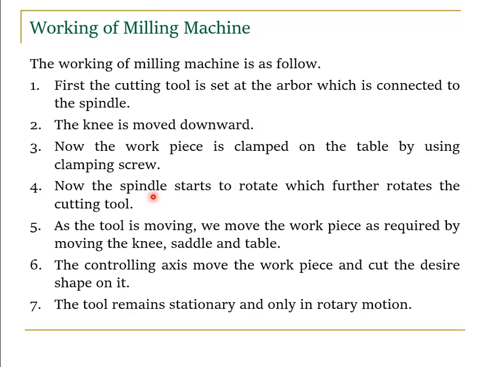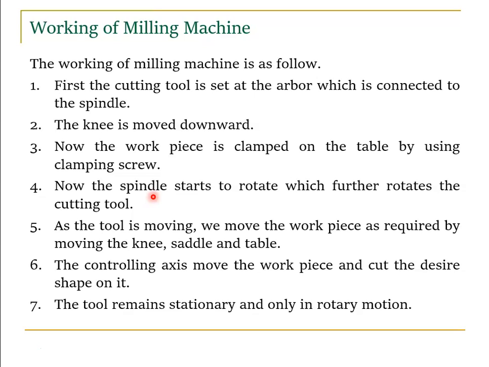Now the workpiece is clamped on the table by using a clamping screw. So I place the workpiece on the table and hold it using a clamping screw. Or if it is a vice, I can hold it using a vice, or other work holding devices. Right? Now the spindle starts to rotate, which further rotates the cutting tool. So now I have held the workpiece, then I switch on the spindle, and then the tool starts to rotate.